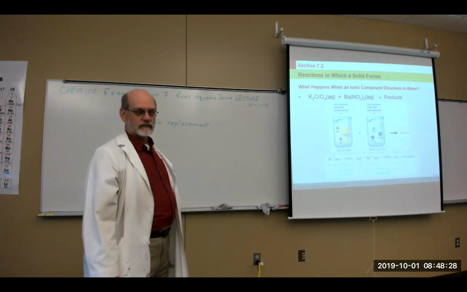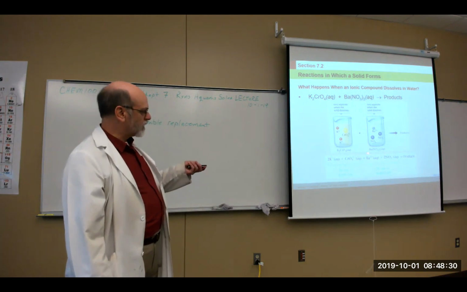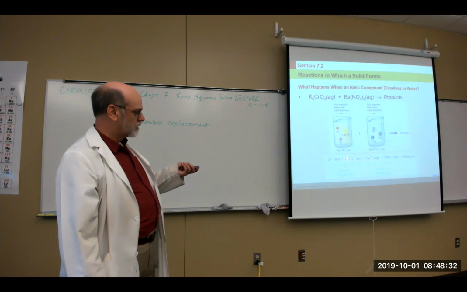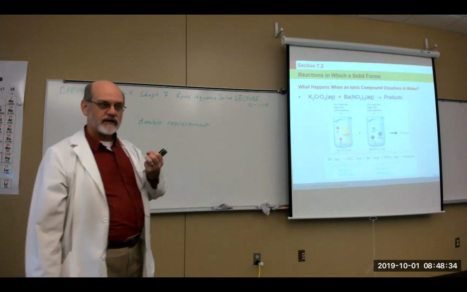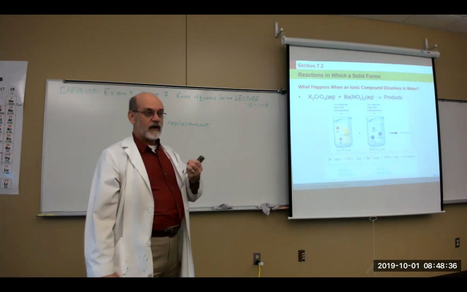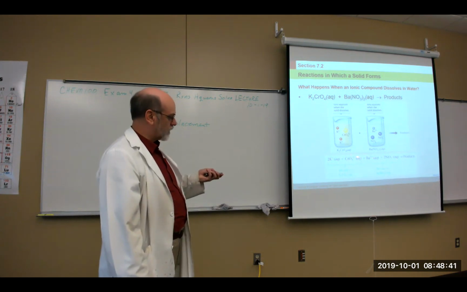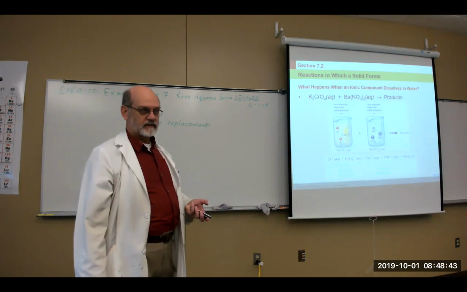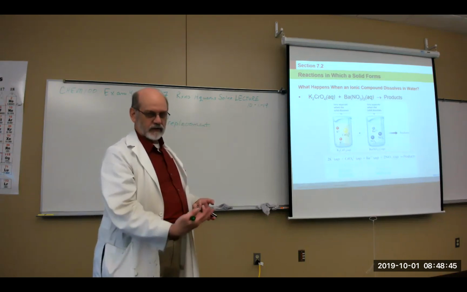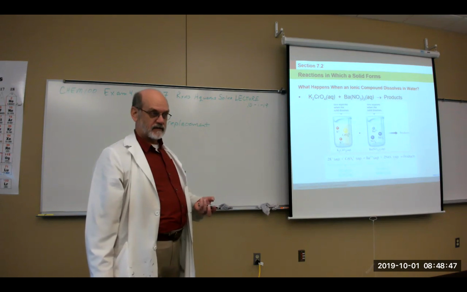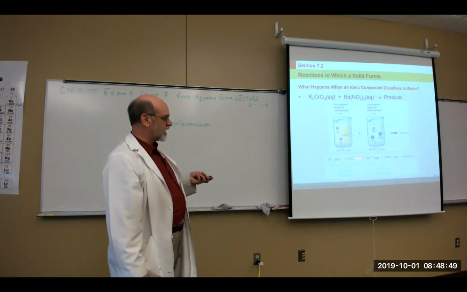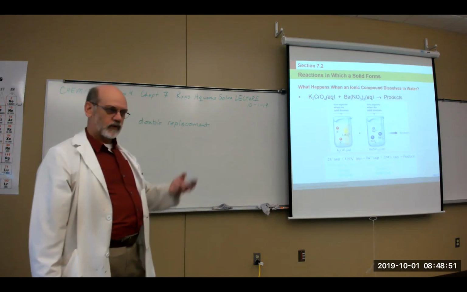Nothing happens. But the barium and the chromate are very strongly attracted to one another, much stronger than they are to the water molecules. So when barium and chromate interact, they form a solid, and they drop out of solution. That's your precipitate. They like each other more than they like water. That's one way of thinking of it.